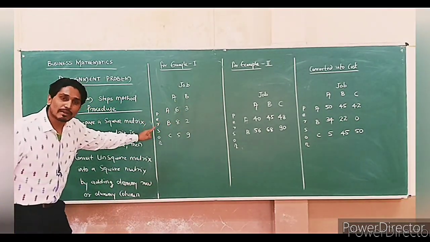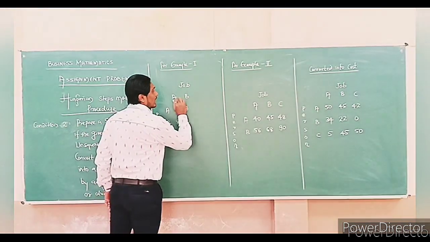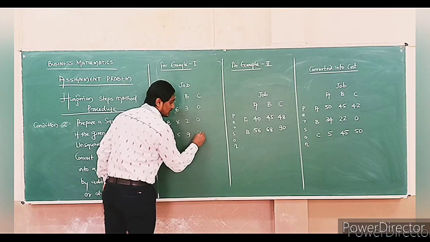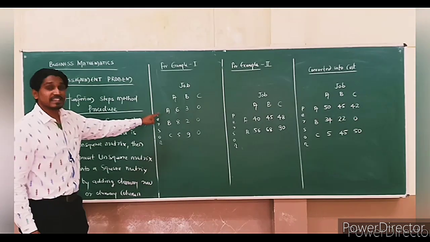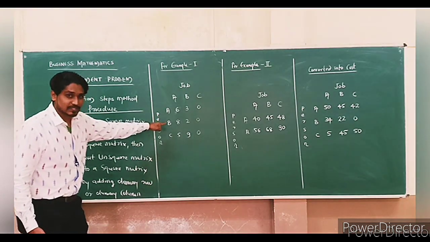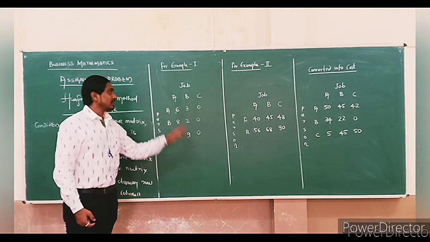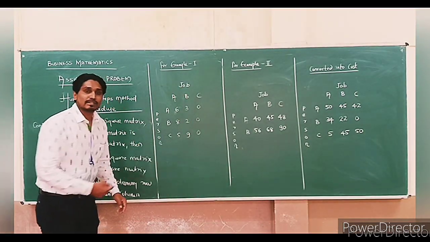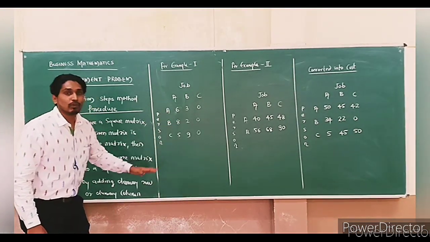To make this unsquared matrix into a square matrix, we add a dummy column, for persons A, B, C, with 0 cost element. Which cost element? With 0 cost element. This is the conversion of an unsquared matrix into a square matrix. Now you can see there are 3 rows, 1, 2, 3, and there are 3 columns, 1, 2 and 3. This is nothing but the conversion of an unsquared matrix into a square matrix by adding a column.